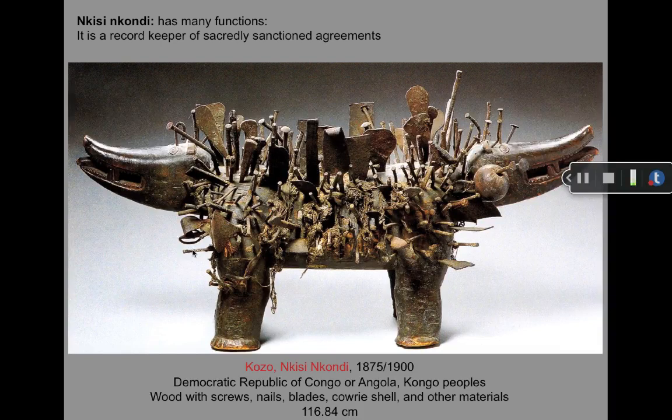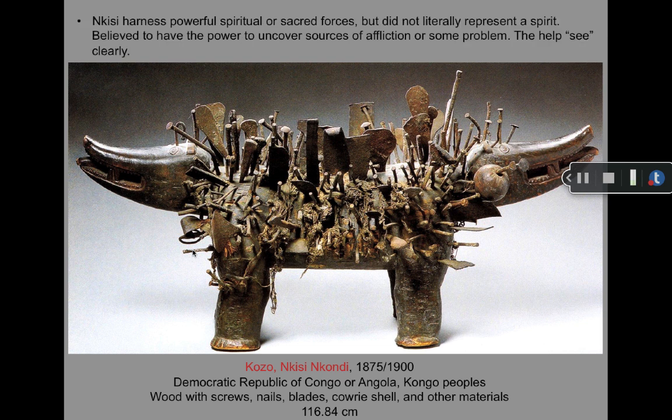I'll focus on this Nkisi Nkondi for just a second. They can have many functions. This one particularly is used as a record keeper of sanctioned agreements. These would often be used as record keepers in a court of law. If we look closely at this one, this Nkisi harnesses powerful spirits or sacred forces, but does not literally represent a spirit.